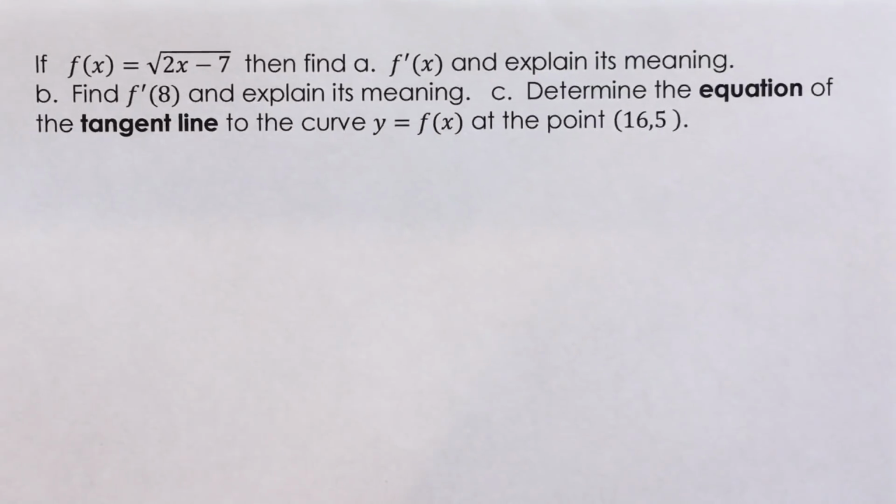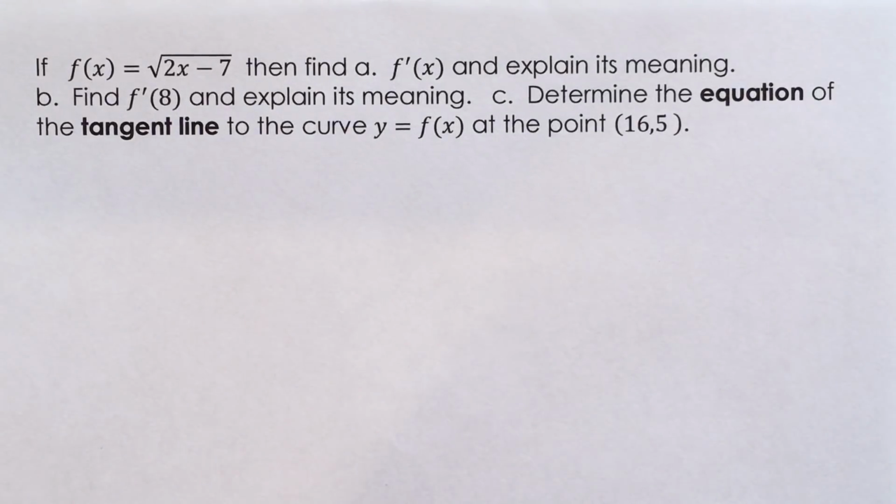Okay, next type of question. If f at x is the square root of 2x minus 7, then find A, f prime at x and explain its meaning. B, find f prime at 8 and explain its meaning. C, determine the equation of the tangent line to the curve y equals f at x at the point 16, 5.